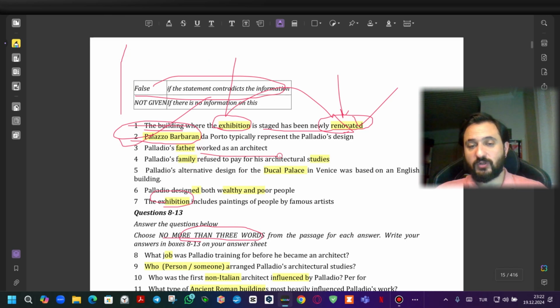Palladio's father worked as an architect. Father. Architect is a job. He can work as something. But father is father. Normal people have only one father. I cannot paraphrase it. Palladio's family refused to pay for his architectural studies. So it is a little bit tricky.